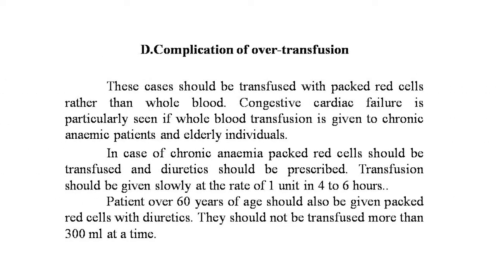Now the next is the complication of over-transfusion. All these are complications of blood transfusion. These cases should be transfused with packed cells rather than whole blood. Congestive cardiac failure is particularly seen if whole blood transfusion is given to chronically anemic patients and elderly individuals. In chronic anemia, packed red cells should be transfused and diuretics should be prescribed. Transfusion should be given slowly, at the rate of 1 unit in 4 to 6 hours. Patients over 60 years of age should also be given packed red cells with diuretics. They should not be transfused more than 300 ml at a time.